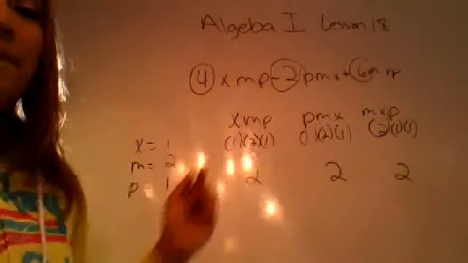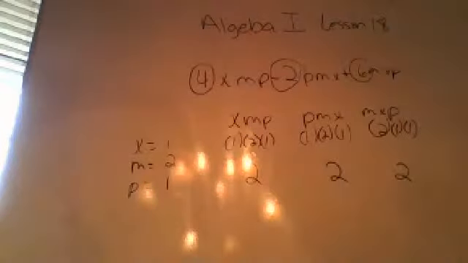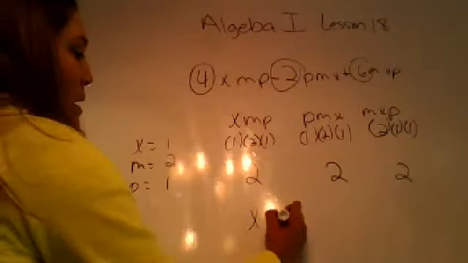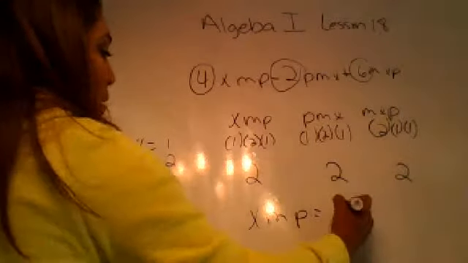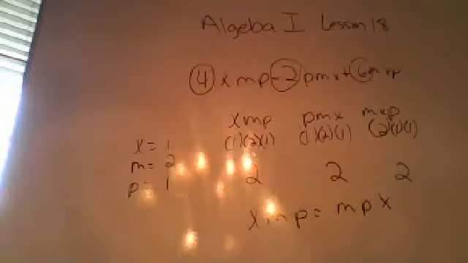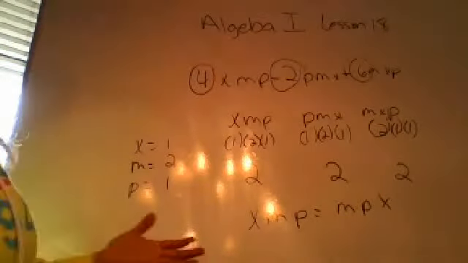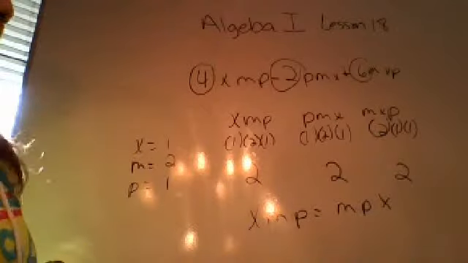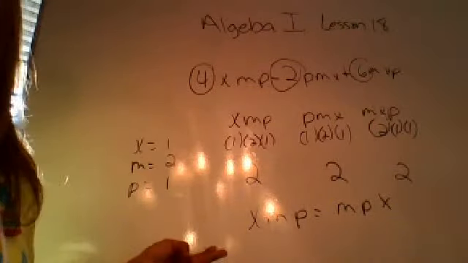Even though they look different, we have a property called the commutative property. x times m times p is equal to m times p times x. It says we can change the order. It does not change the product. And this is the commutative property of multiplication.